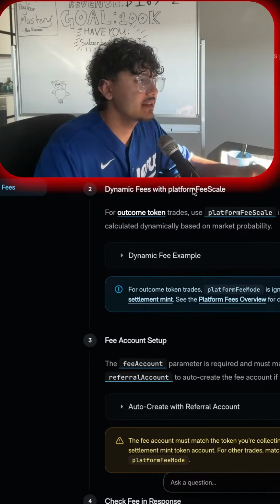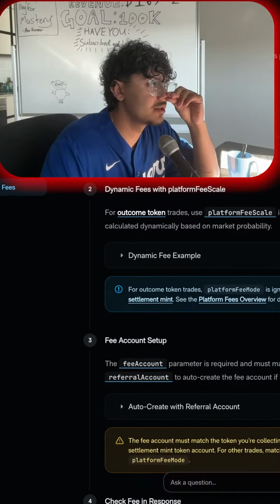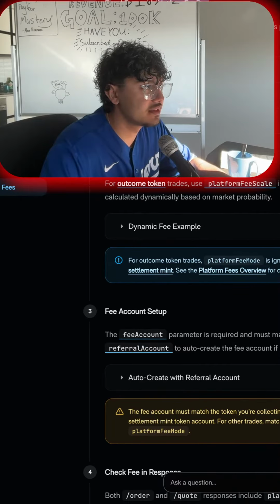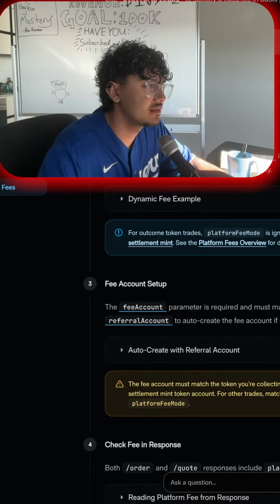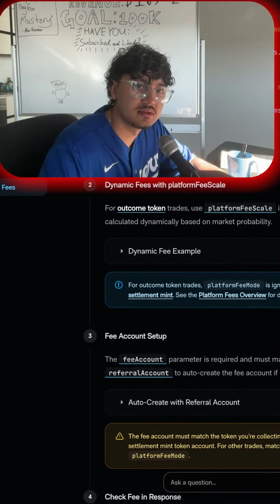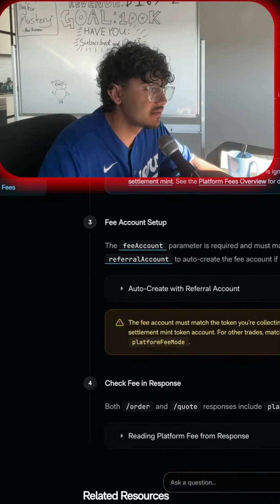Dynamic fees with platform fee scales. All right. Step-by-step guide to implementing platform fees with the dflow trade API. This guide shows you how to implement platform fees on trading using the dflow trade API. Fixed fees with platform fee BPS. Use platform fee BPS to specify a fixed fee in basis points. Control which token the fee is collected from using platform fee. Okay. See, now I'm not sure about dynamic fees with platform fee scales.